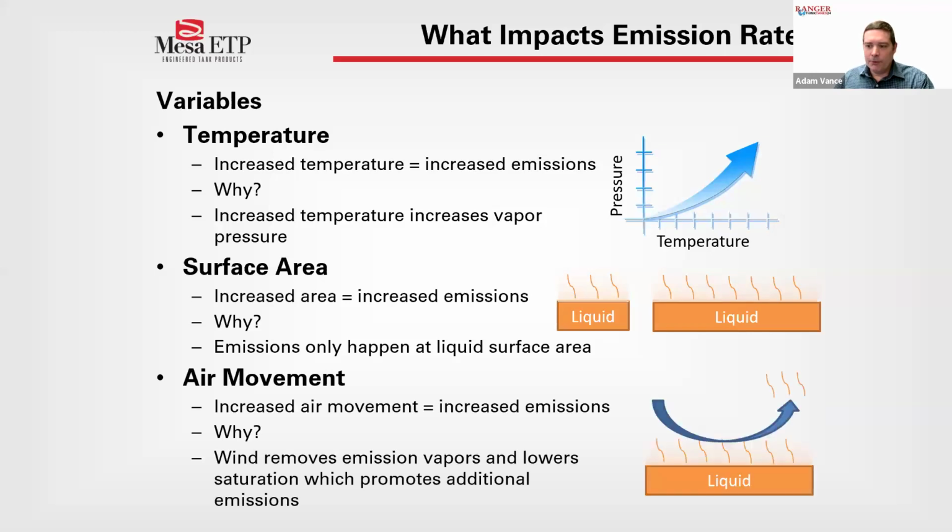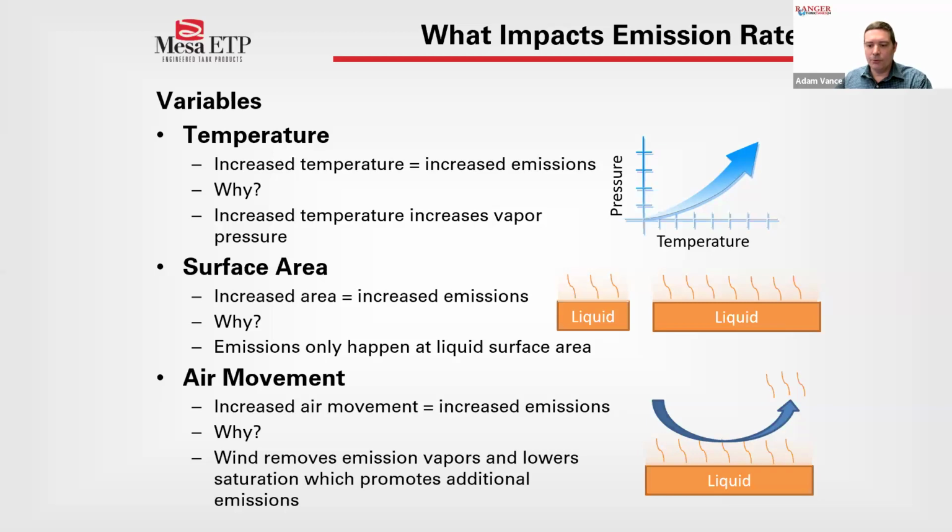The third variable impacting emissions rate is air movement. If we have wind or airflow, particularly across the liquid surface, we will promote an increased emissions rate. This happens because the airflow lowers the saturation of the air close to the liquid, which in turn promotes a higher evaporation rate. We can think back to the Reid vapor pressure test to conceptualize the attempt of the liquid to emit until it reaches equilibrium.